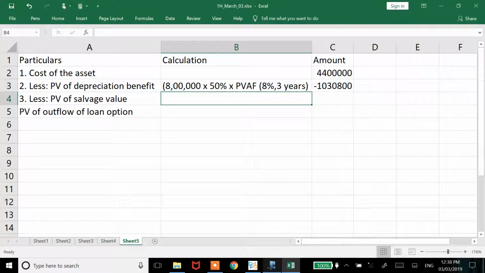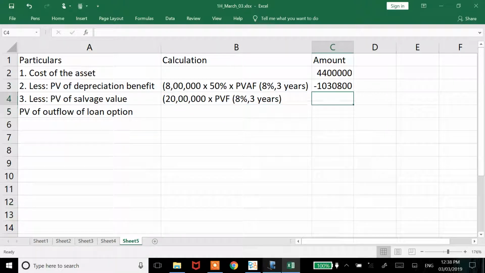Salvage value: 20 lakhs will be the same amount. There is no tax, no capital gain or capital loss, into PVF 8%, 3 years. 1 divided by 1.08, the factor is 0.794, into 0.794.